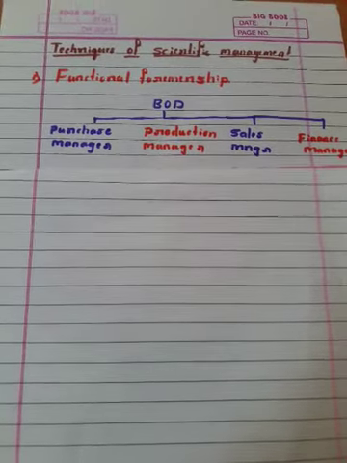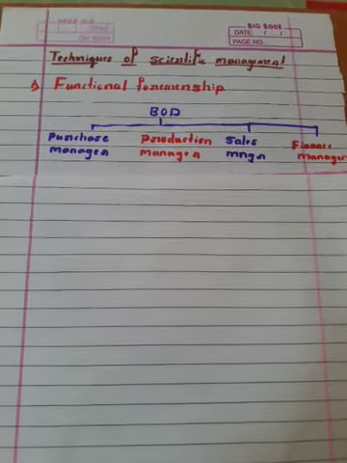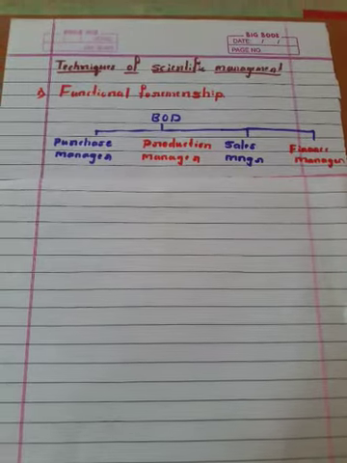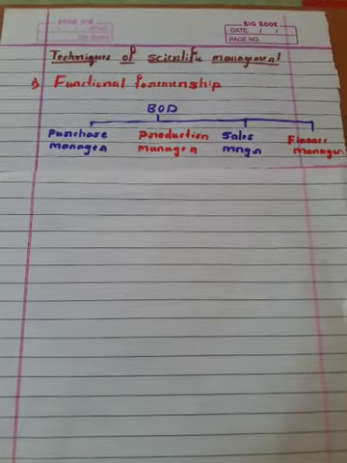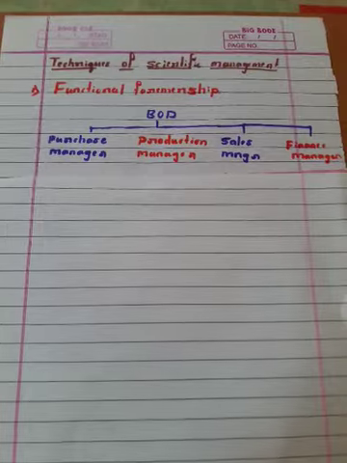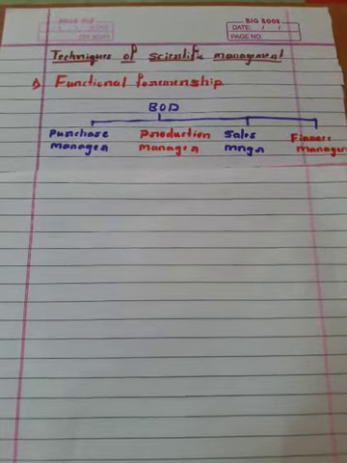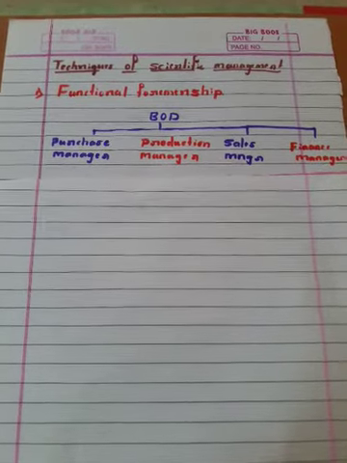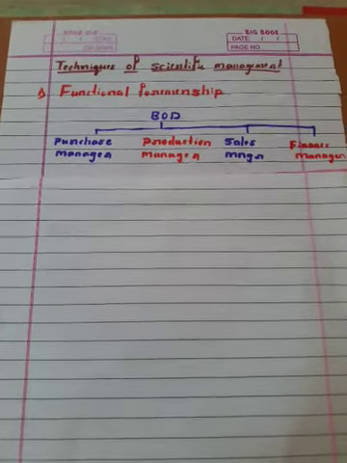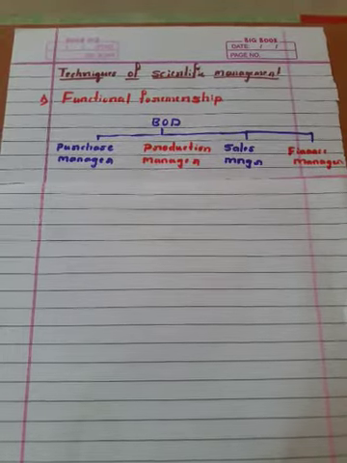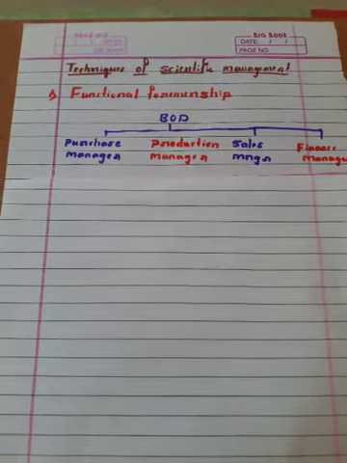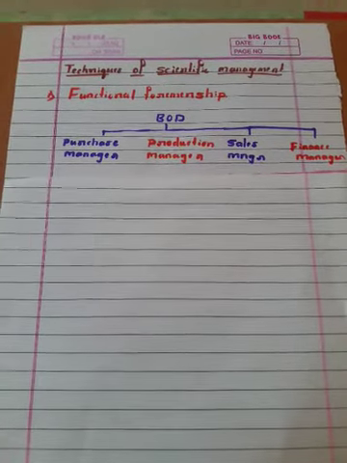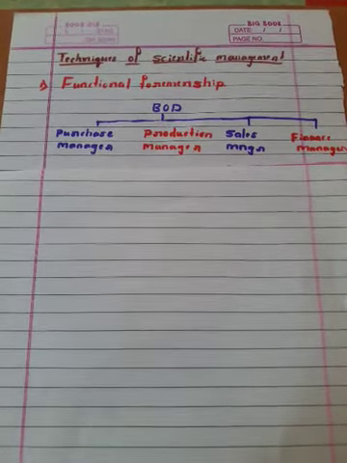First one is functional foremanship. It is one of the techniques of scientific management wherein the entire organization is divided into various departments like purchase department, production department, sales department, as well as finance department, and each department will be headed by a single manager who is called a functional manager. This functional manager looks after the activities under his department with his employees.